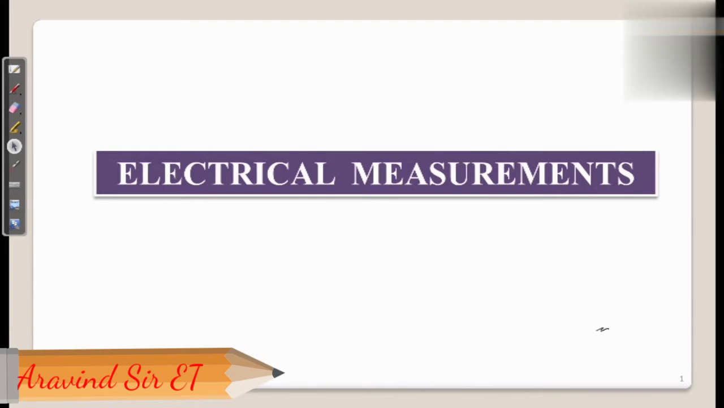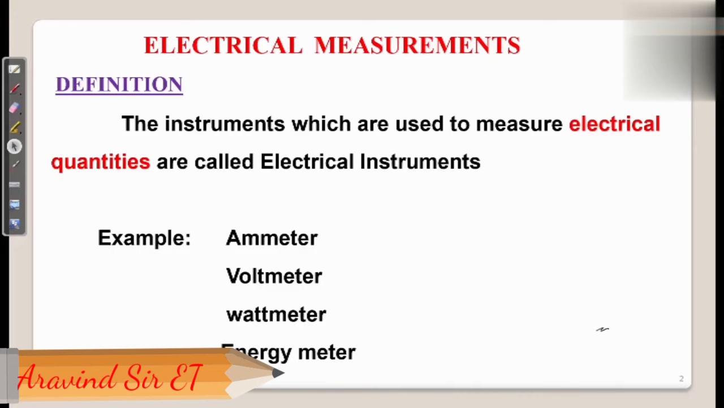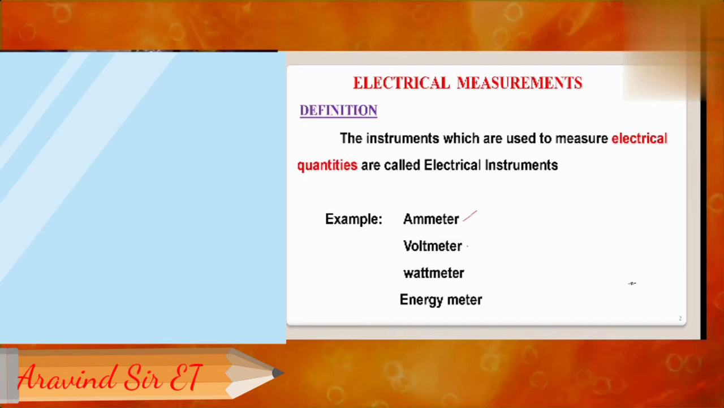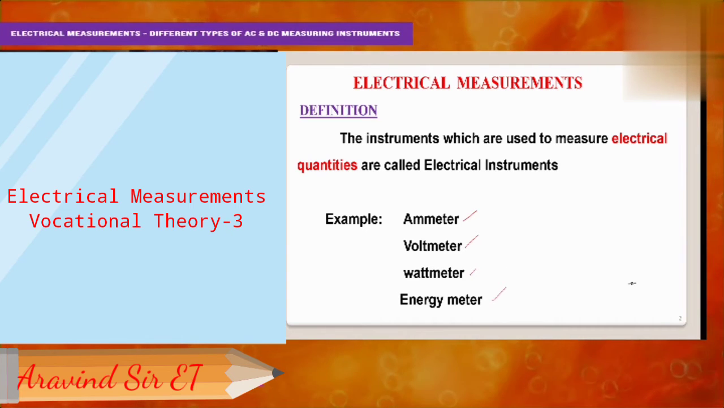So what are the measuring instruments in DC circuits and AC circuits? In detail we are going to discuss. So let us start here. What are the electrical quantities? Electrical quantities are current, voltage, power, energy. Current is measured by the ammeter, voltage is measured by the voltmeter, power is measured by the wattmeter, and energy is measured by the energy meter.